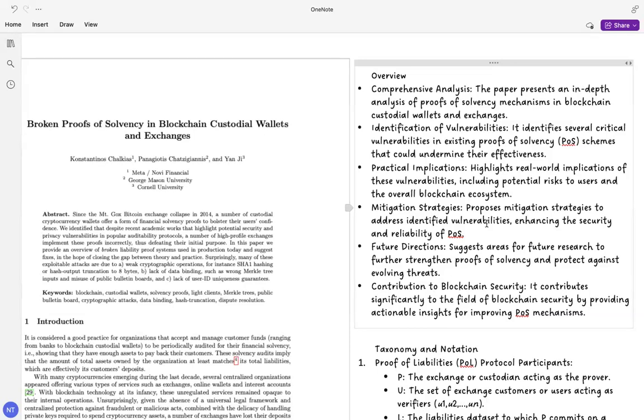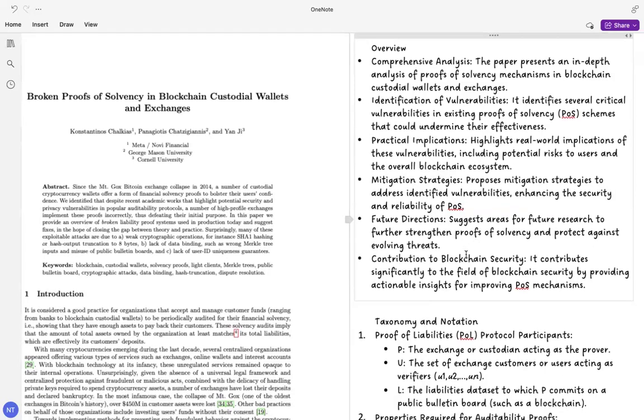They also briefly highlight where future research should go in addressing some of these vulnerabilities and other systematic adoption issues. In that sense, I think this is a great paper for proof of solvency mechanisms, and I believe it contributed quite a bit with this survey.